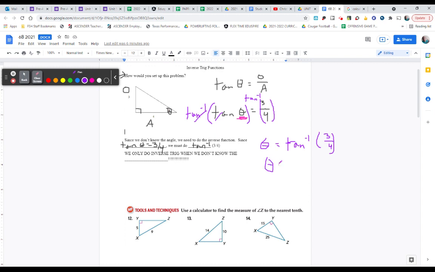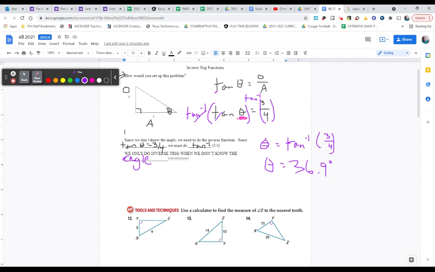So theta is going to be 36.9 degrees. Now what I want to tell you guys, and this is what confuses a lot of people, is that they don't know when to use inverse and when not to. We only use the inverse trig function when we don't know the angle. When we do know the angle, we'll do what we did on our 6A notes and just set the proportion up: tan of something equals something over something, cross multiply, get x by itself, and we're good.